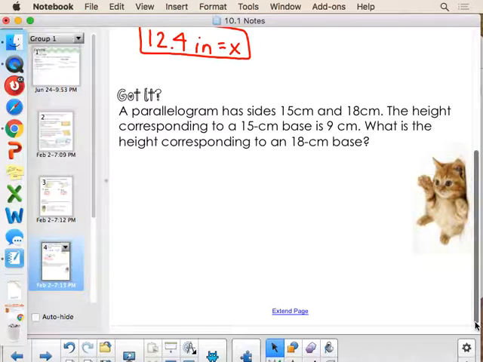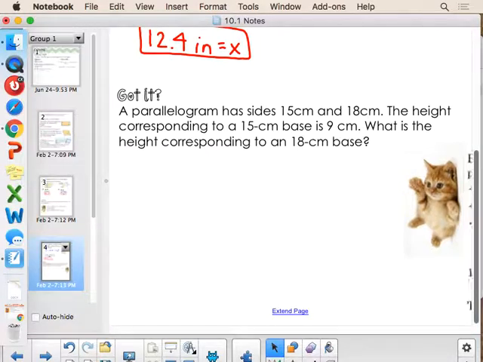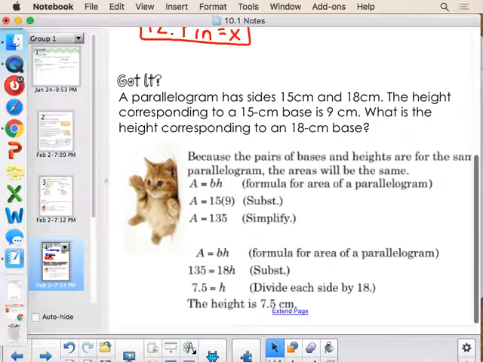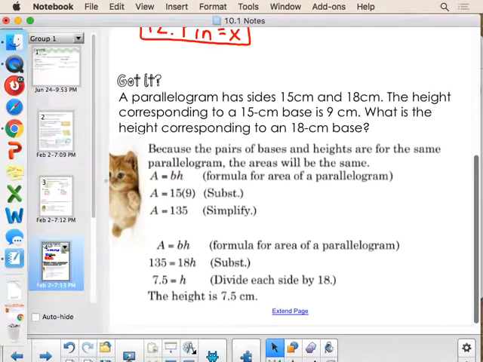Okay, you ready to check your answer on this one? Did I go too fast? All right. The kitty says the answer should be 7.5.